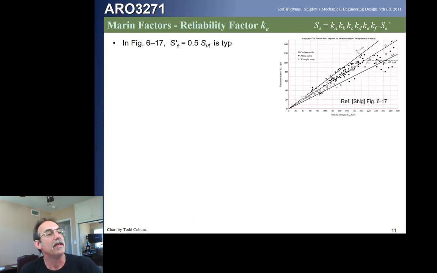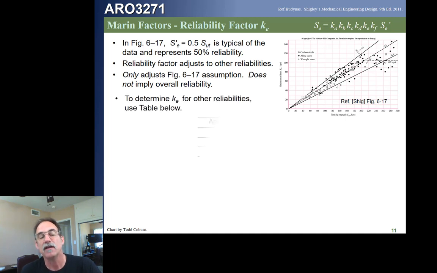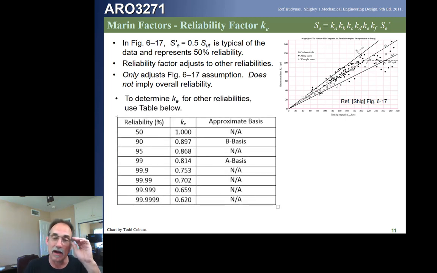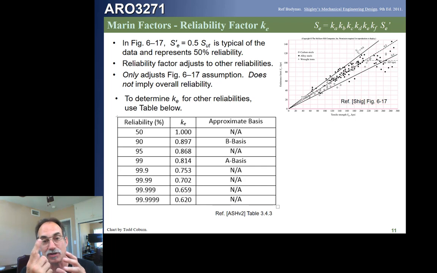So this is the reliability factor. Since there's scatter in this data, you notice that basically in this curve, about half the samples fail below the curve and about half of them fail above the curve. This means that if we use that 50% knockdown, that's about a 50% reliability. And if we want a 50% reliability, then our reliability factor is 1.0.